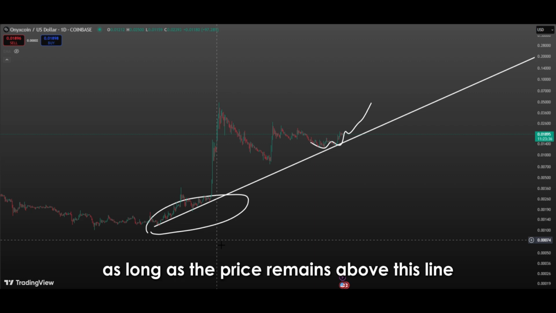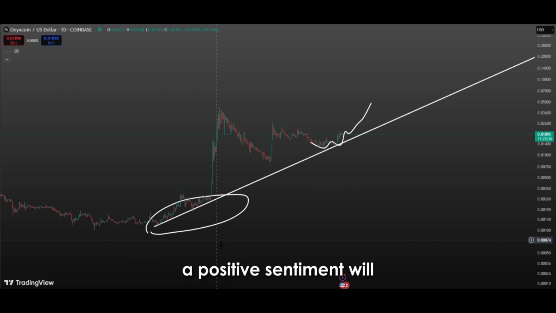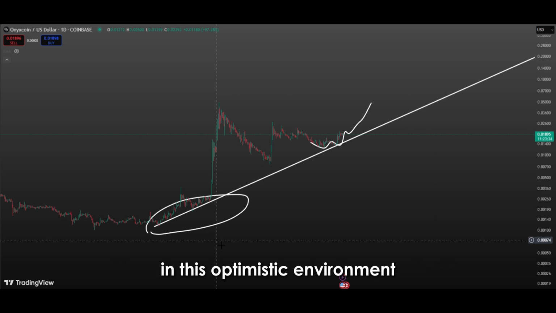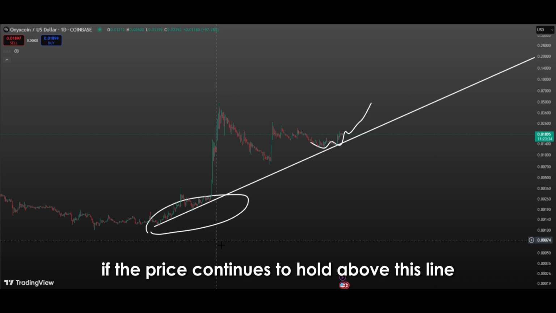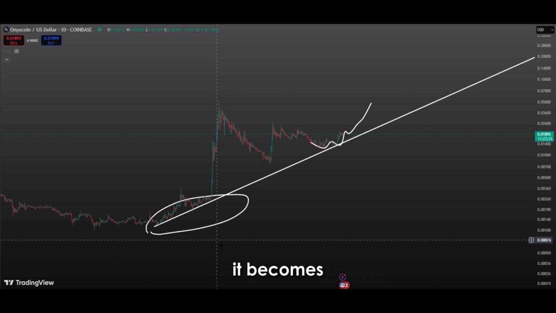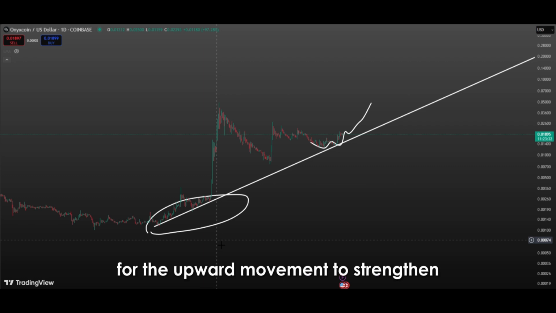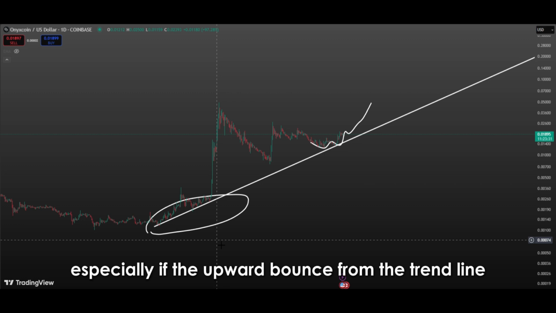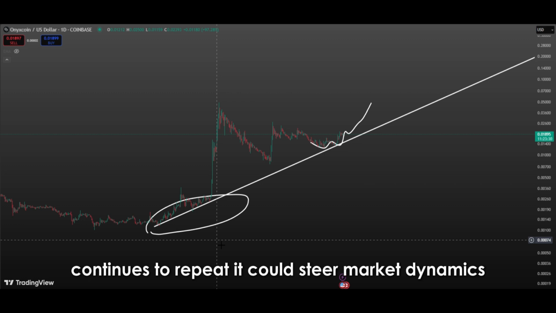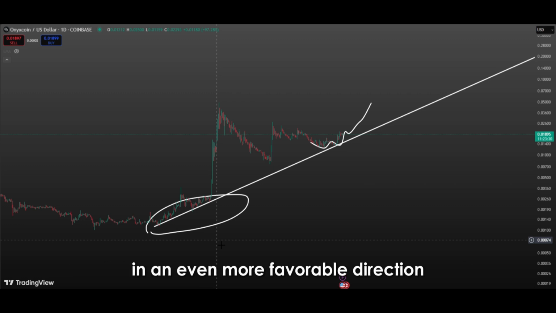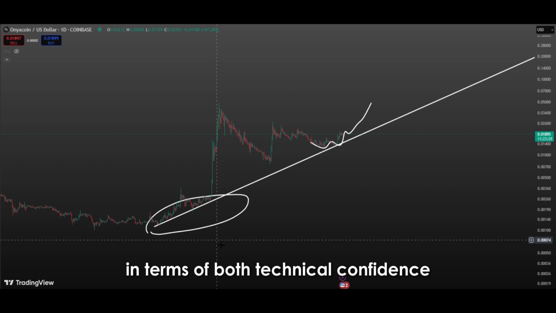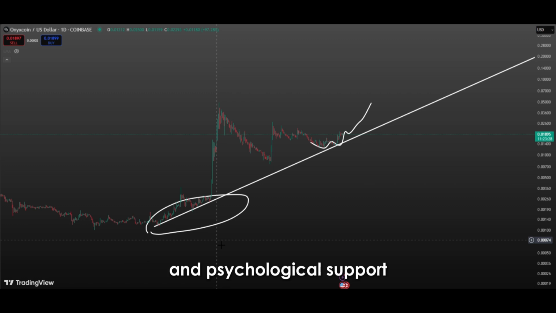As long as the price remains above this line, a positive sentiment will continue to dominate the market, and investors will keep looking for opportunities in this optimistic environment. If the price continues to hold above this line, it becomes quite possible for the upward movement to strengthen and for larger targets to come into play. Especially if the upward bounce from the trend line continues to repeat, it could steer market dynamics in an even more favorable direction. This structure provides a strong foundation in terms of both technical confidence and psychological support.